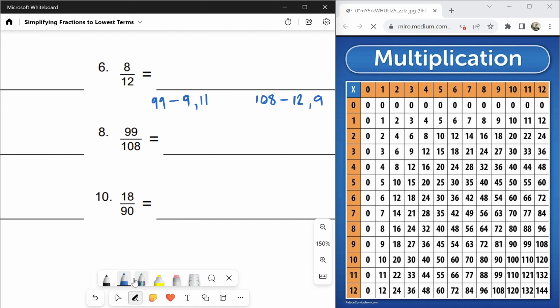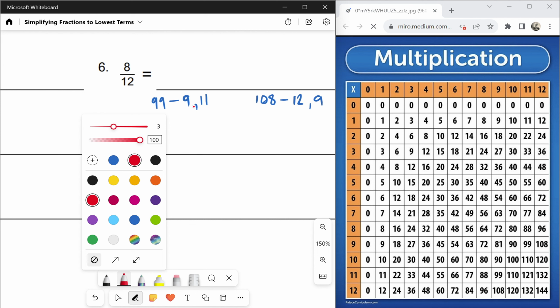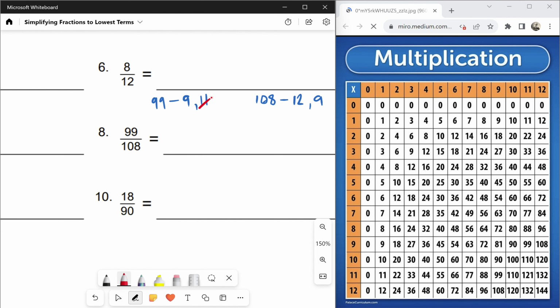And immediately I see what these two things have in common. Not that 11, because there's no 11 over here. 108 can't be divided by 11 and give us a whole number. Not that 12, because 99 can't be divided by 12 and give us a whole number, so let's cross it out. But look at that. Both can be divided by 9 and end up with a whole number. So that's probably our best bet.